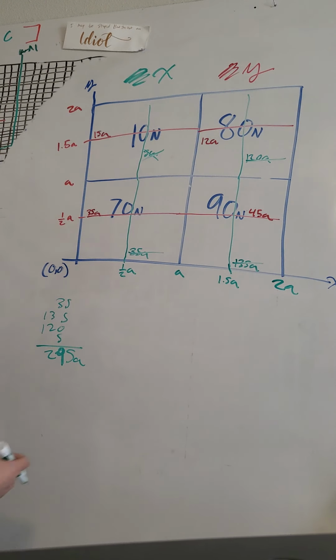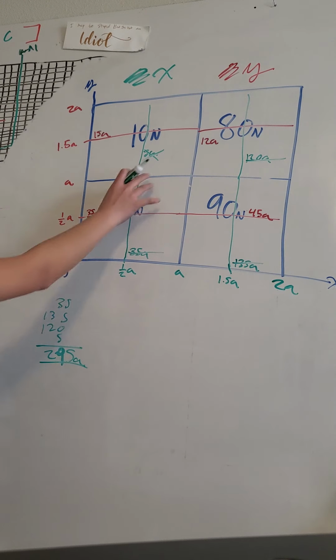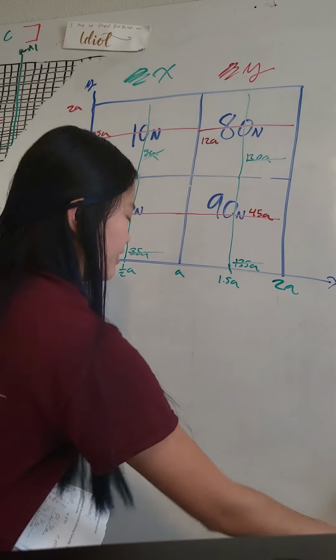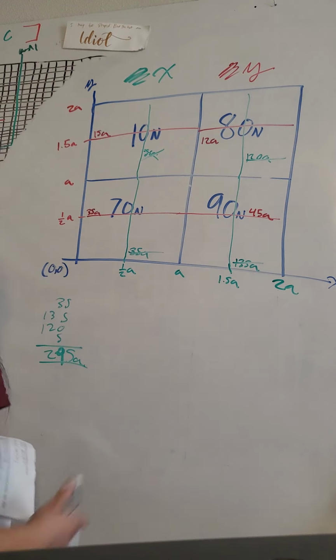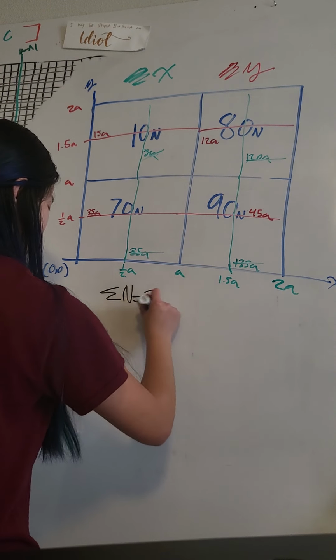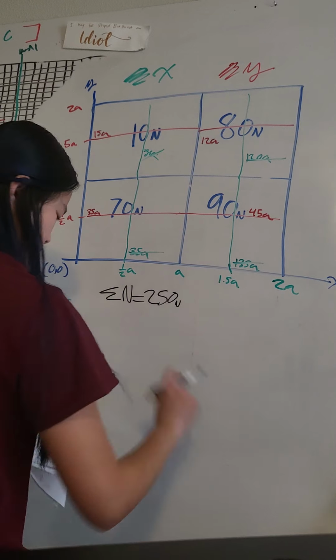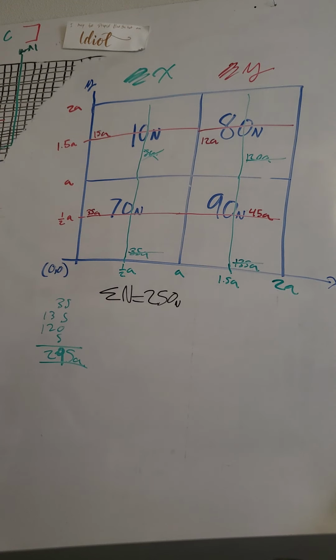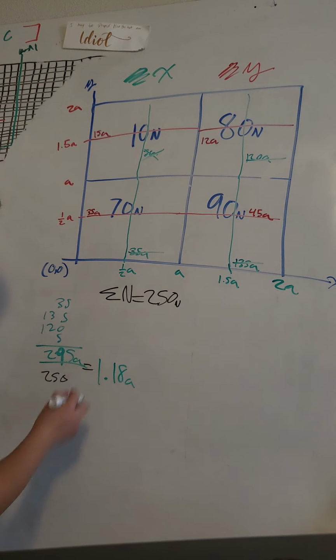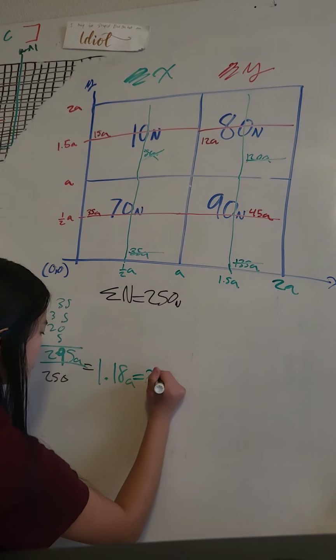Now remember, we're taking the average, so that means we need to divide it by the total number of newtons. So 70 plus 90 plus 80 plus 10 is going to be 250, I believe. Meaning that we need to take that 295 and divide it by 250. And for the x coordinate, it should be giving us 1.18, and that's in terms of a. So that is equal to your x coordinate point.